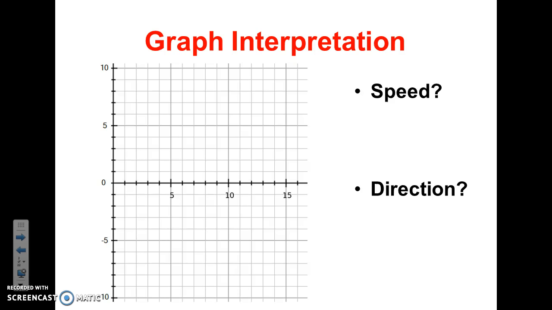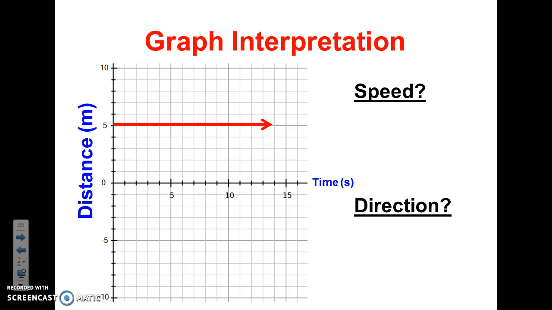I'm going to show a bunch of graphs. I want to figure out what the speed and the direction are for each of the graphs. First one looks like this. It's a distance versus time graph. I want to think about the speed to begin with. On this one, this is an object that's at rest. At each second, the object remains at the same location, 5 meters away from the start point.